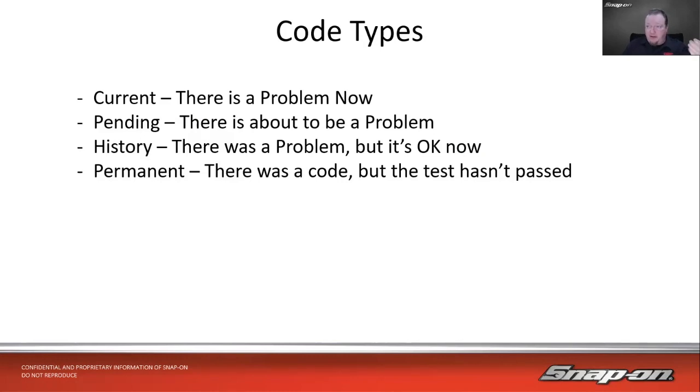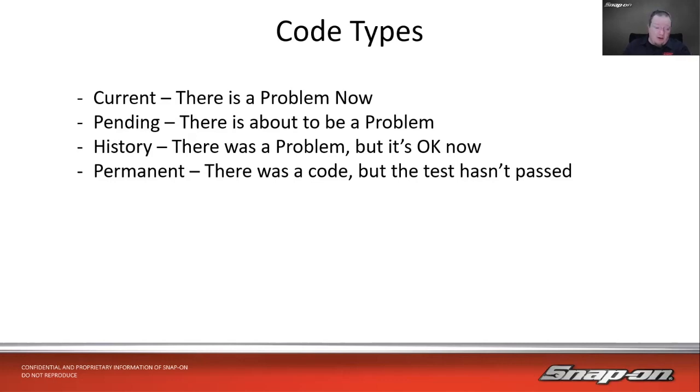History code means there was a problem, but it's probably okay now. You might still want to check it for reference, but oftentimes your history codes would be things like battery voltages, stuff like that, where the battery voltage dropped low overnight, and then when you started it up, it was fine.